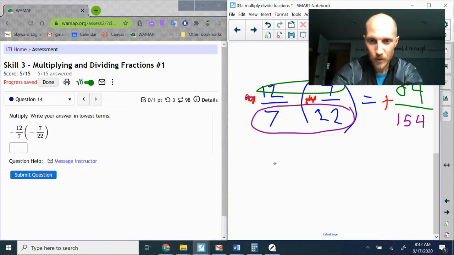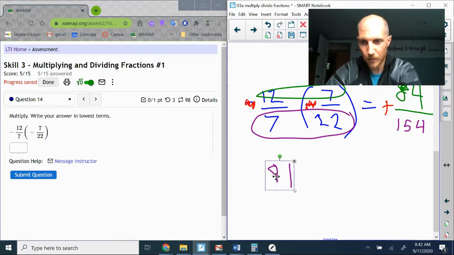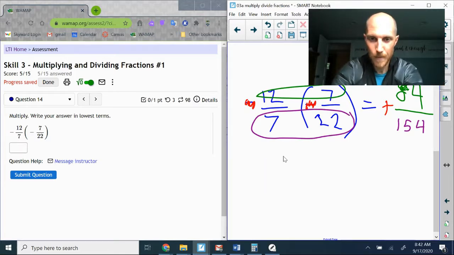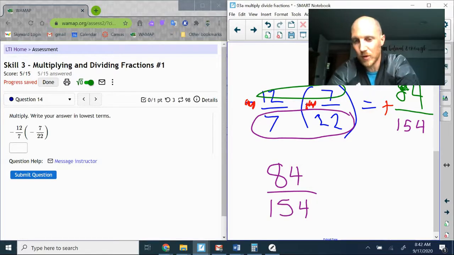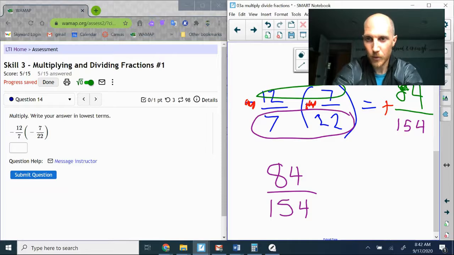We're going to try to figure out how to reduce 84 over 154. I don't know my times tables up to numbers this large, so I'm gonna have to look at other ways to break this apart. I know that 84 ends with 4, that's an even number, and 154 ends with 4, which is also an even number. So I know for certain I can divide both of these numbers by 2. So I'm going to start with that.